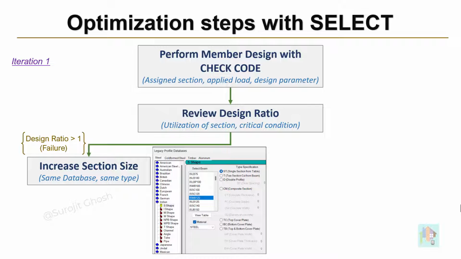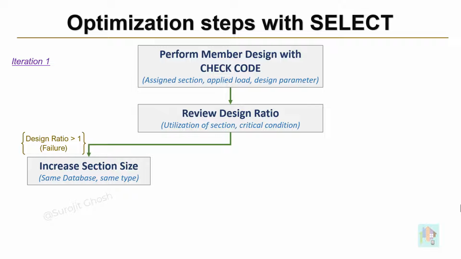If the assigned section is from the Indian database S-shape table, the new section is selected from the same table. Sections from another database are not considered during the selection process. Another I section from the Jindal database is not considered if the original section is from the Indian database. There is a way to consider sections from other databases. I'll cover this later. Also, section type is not modified. A channel or angle section is not replaced with an I section.